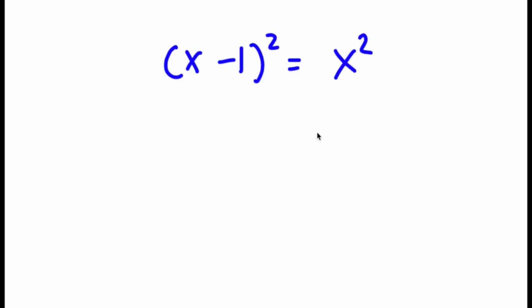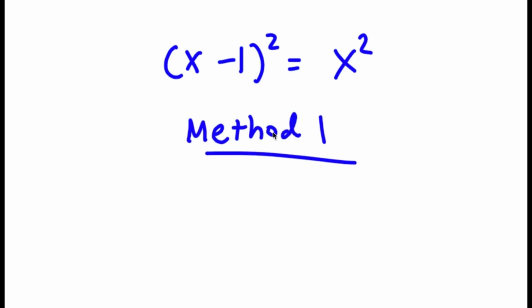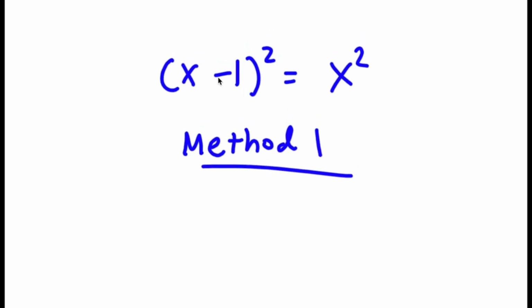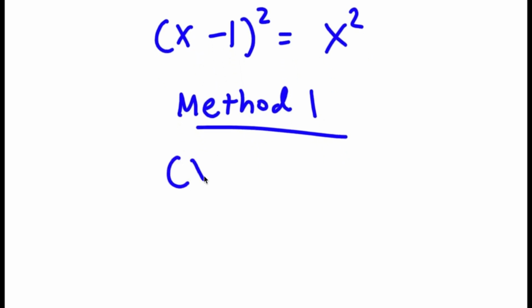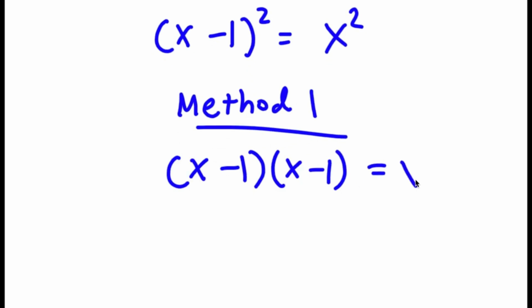Alright guys, so in this problem, I have (x − 1)² is equal to x². To solve this, I actually have two different methods. So for method 1, I'm going to start by rewriting (x − 1)² as (x − 1) times (x − 1), and this is equal to x².